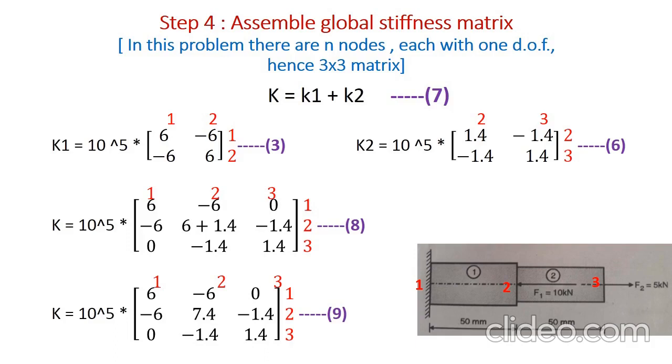You can observe the diagram. First element was having only two nodes, means one element will always have two nodes. That's why K1 is of order 2 by 2. Again second element has two nodes. Therefore matrix will be of order 2 by 2. But when we think about the total step bar, it is having 3 nodes. Therefore it will be of 3 by 3 order. Capital K stands for the global stiffness matrix, that is the stiffness matrix of a complete step bar. So that is equal to K1 plus K2.